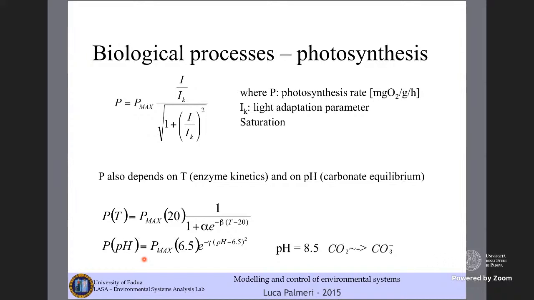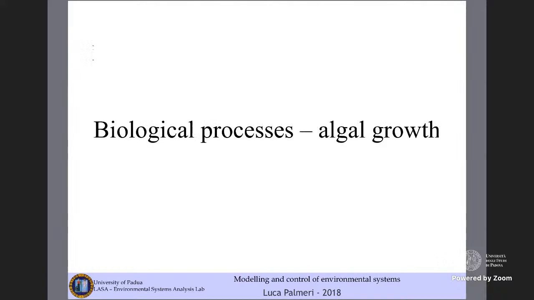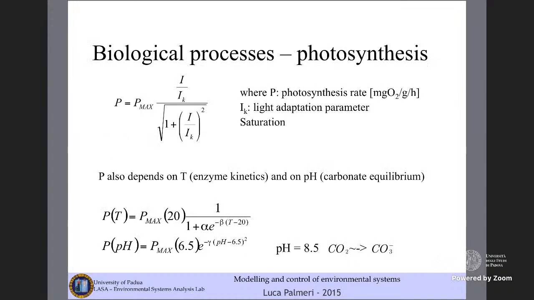For example, different pH values may change the ionizing states of various molecules, for example by moving the equilibrium between CO2 and CO3 minus towards CO3 minus, and in this case, of course, the rate of photosynthesis may change in a significant way. Okay, this more or less ends the biological processes.